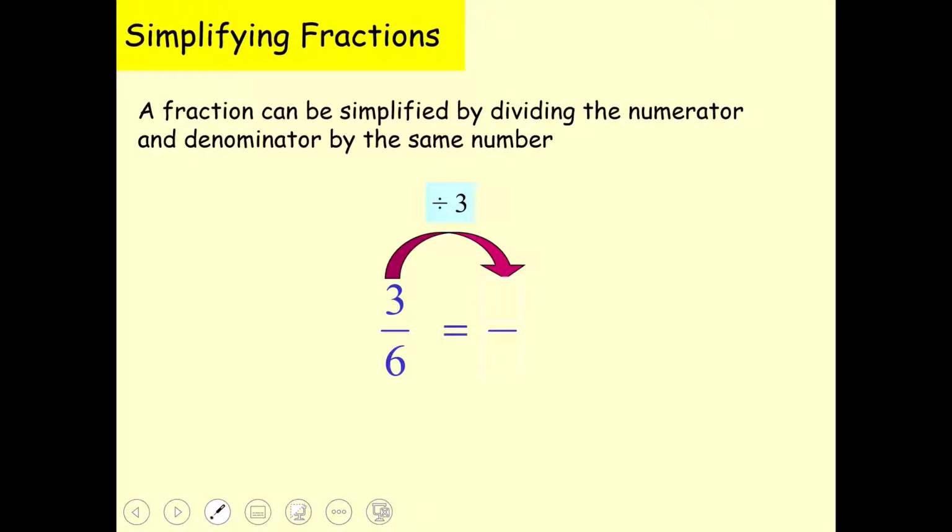Okay, if you think of what times table both 3 and 6 are in, well, they're both in the 3 times table, so you can divide the top by 3, the numerator by 3, and then the denominator by 3 to get 2. So your answer to simplify 3/6 would be 1/2.